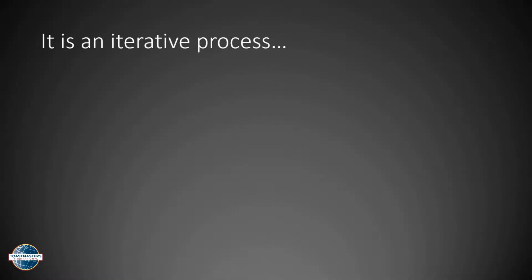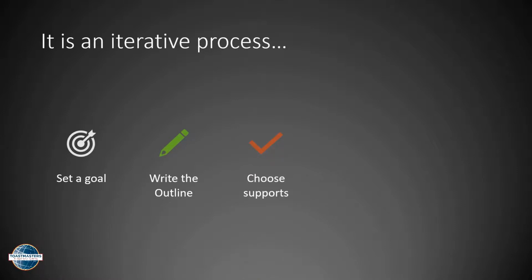This method for speech writing has 5 steps, and it's an iterative process. The first one is define a goal, then write the outline. Third, choose supporting materials. Fourth, make a close, conclude your speech. And finally, check it all over again at least once before you deliver it. Let's go to step 1, define your goal.